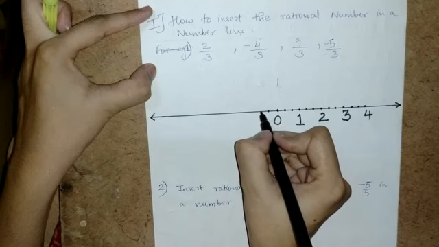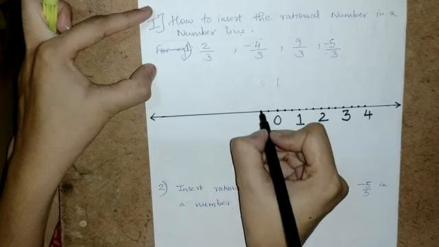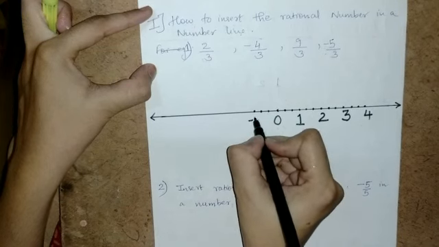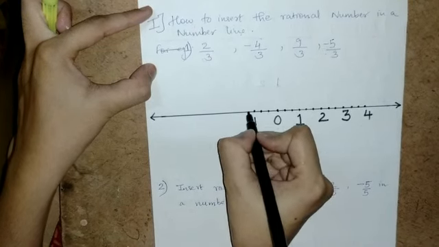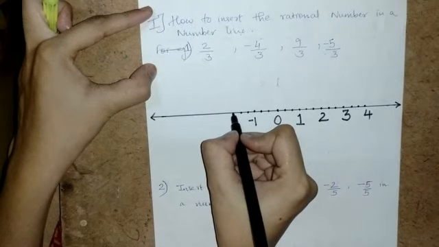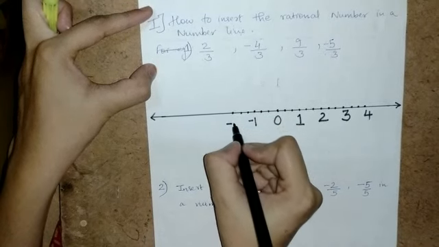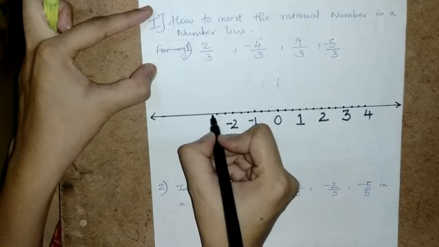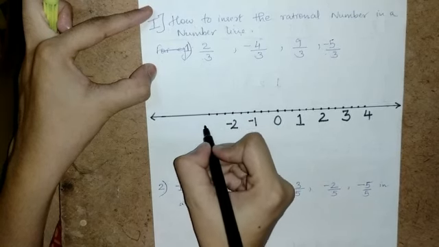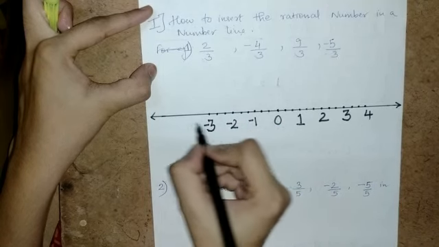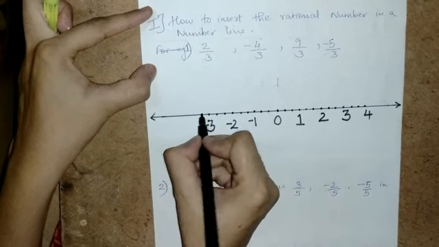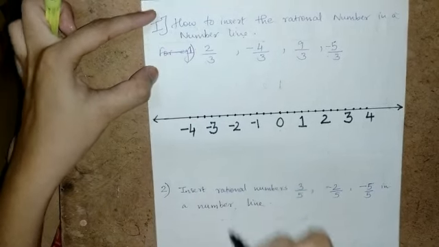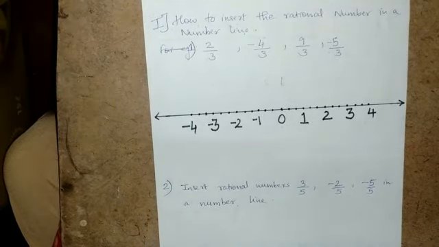Similarly for negative integers also. See that the spacing should be approximately equal. 1, 2, 3, minus 1, then 1, 2, 3, minus 2, 1, 2, 3, and so on up to minus 4.